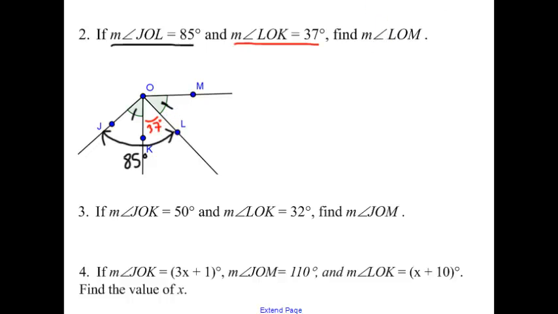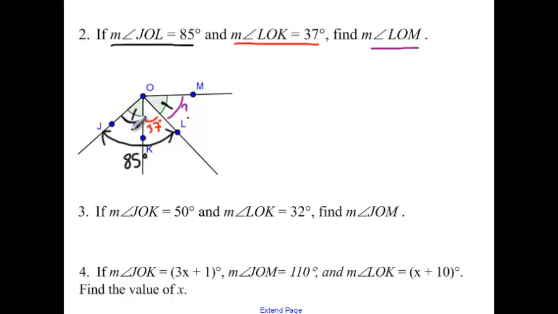And then we're asked to find an angle, and the angle they want us to find is angle LOM. LOM would be here. So this is our question. How big is angle LOM? How can we figure this out? Well, let's start out by using the fact that this entire angle is 85 degrees and we know a piece of it. So if we use the angle addition postulate, we should be able to figure out this second piece right here. In other words, angle JOK.